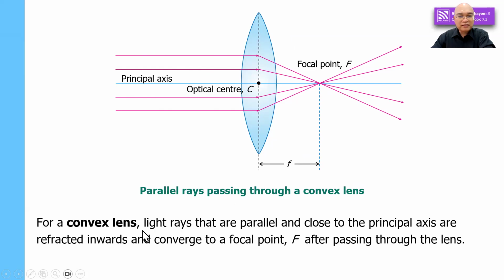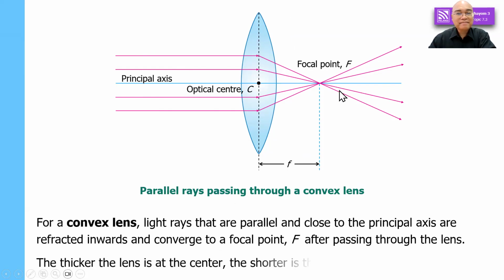So for a convex lens, light rays that are parallel, 1, 2, 3, 4, 5, and close to the principal axis are refracted inward, okay, and converge to a focal point, F, after passing through the lens. And so the thicker the lens is at the center, the shorter is the focal point of the lens. So the thicker it becomes, the shorter it becomes.